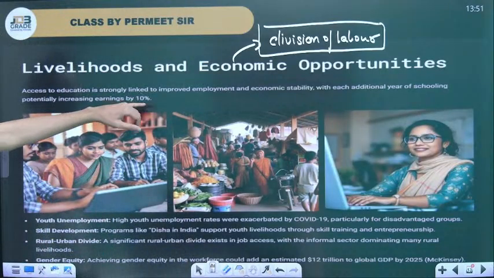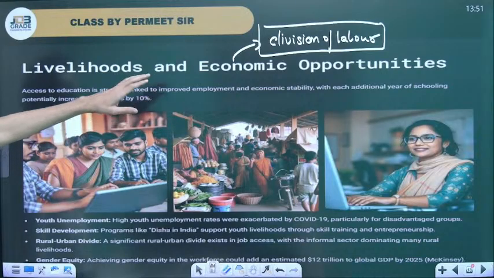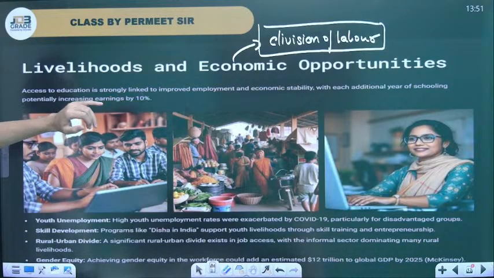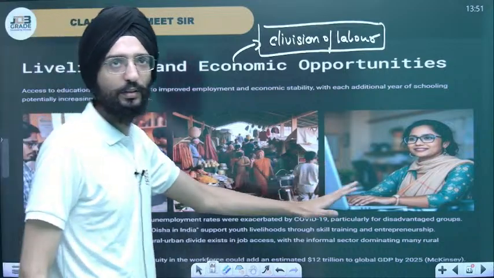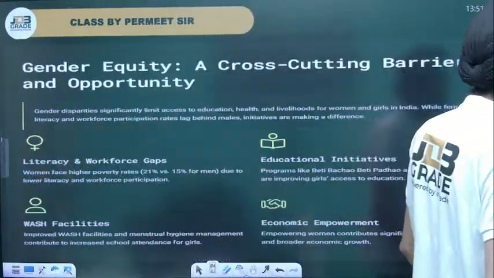Access to education is strongly linked to improved employment and economic stability, with each additional year of schooling potentially increasing earnings by 10%. That is a fairly important statistic.